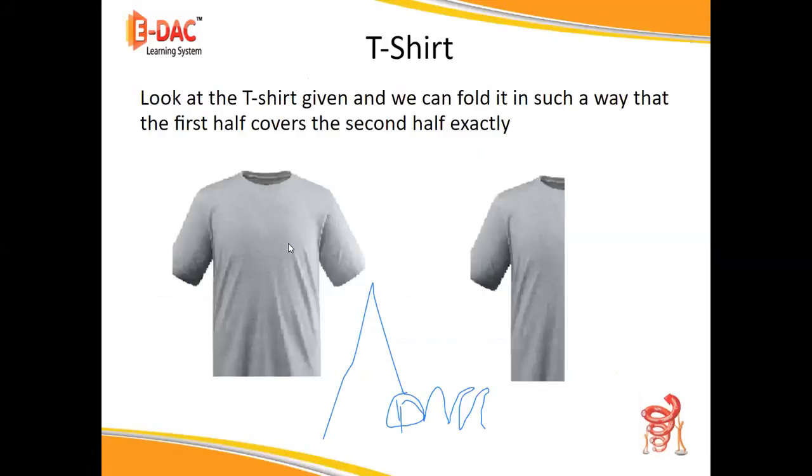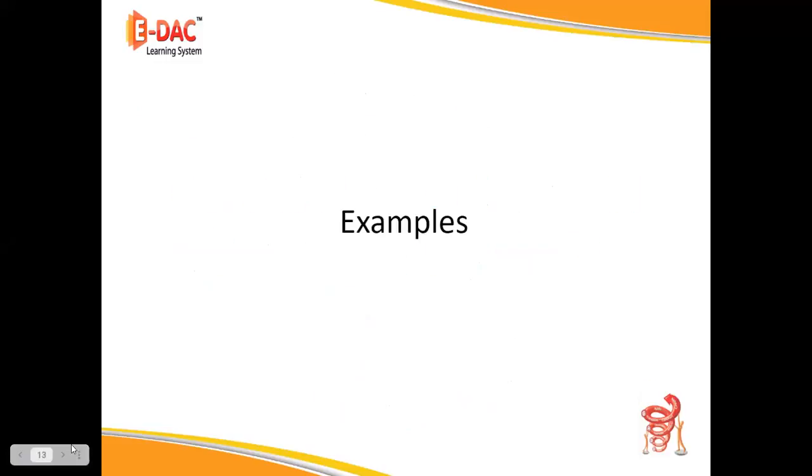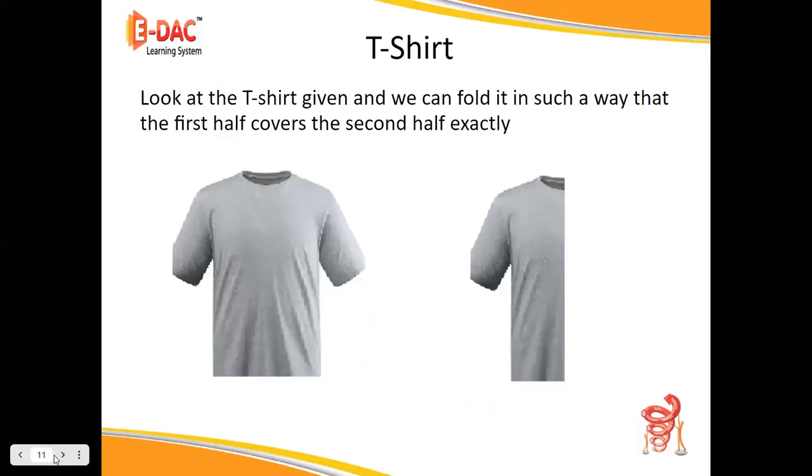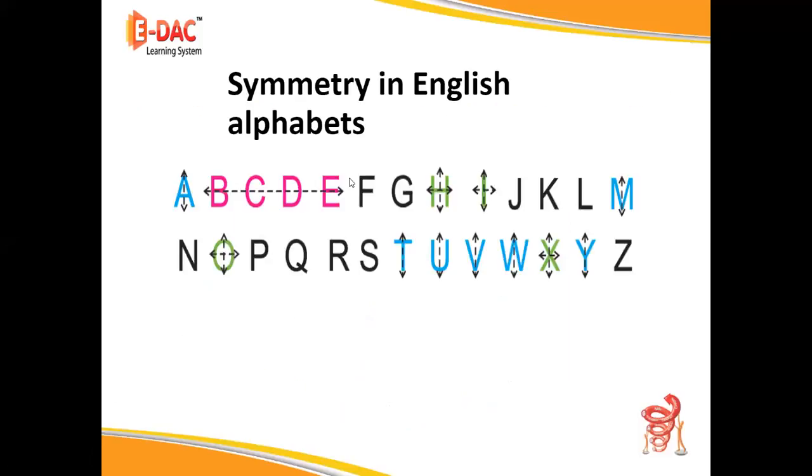I will give you some work. Yes, this is the t-shirt. Look at the t-shirt given, and we can fold it in such a way that the first half exactly covers the second half. Yes, just now I have told you, you just fold it, and the first half exactly covers the second half. It can look like this. So this is called symmetrical. When the first half completely overlaps the second half, that shape is called a symmetrical figure.